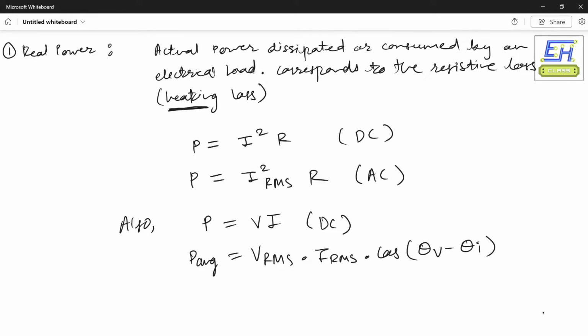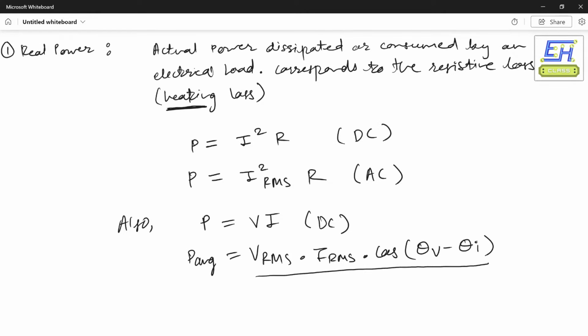Okay. And also the angle between the voltage and current. This is the cosine of the angle between the voltage and current, which will give you the average power in the case of an AC circuit. This is actually the generic equation for the average power in AC. And if you have a purely resistive load, then this component, cos(theta_V minus theta_I), the angle between voltage and current, will be 0. So this will be cos 0 is 1, and then you'll just have average power equal to Vrms times Irms. This is when your load is purely resistive, and that is what corresponds to real power, also in AC.